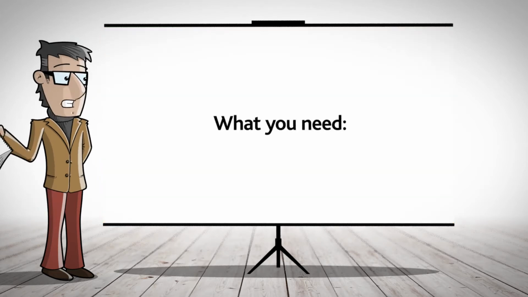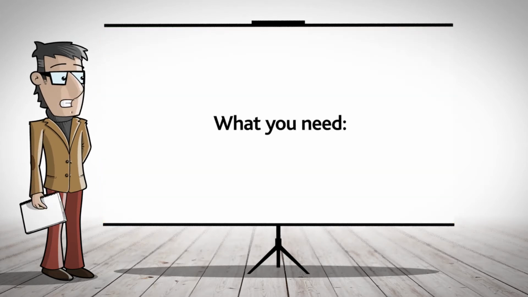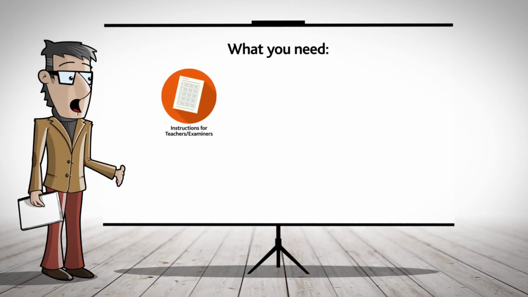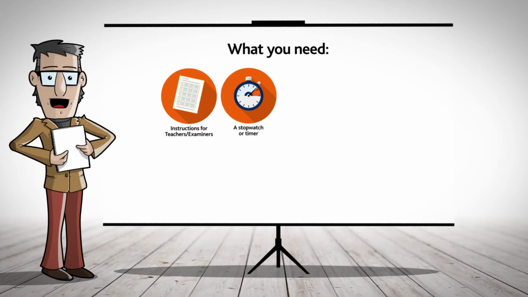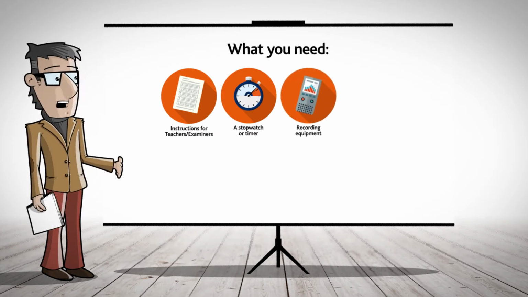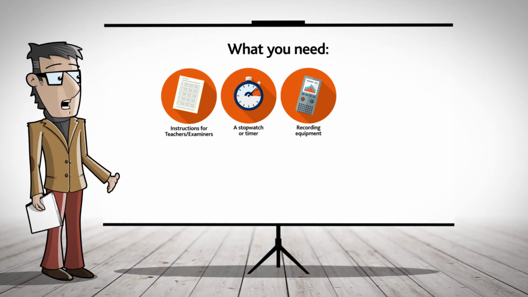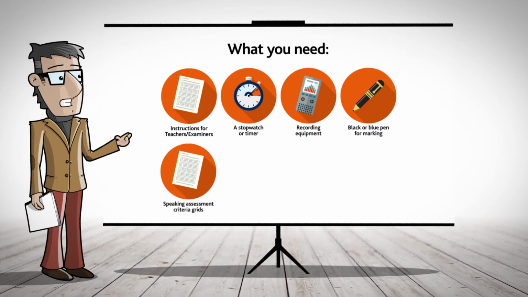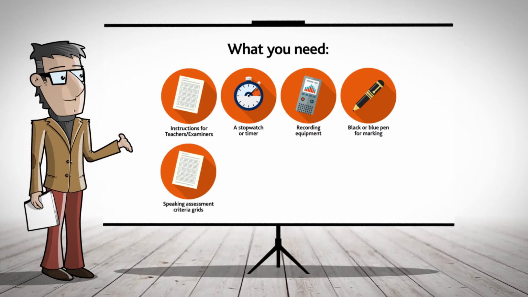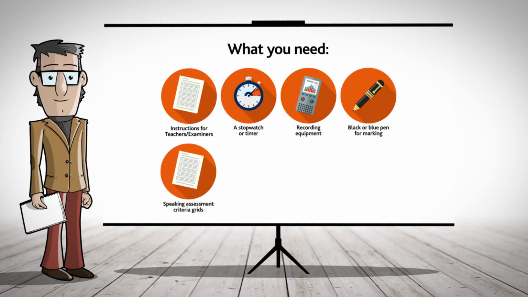Before the test, you will need to think about what you need in the examination room. Here is a list of what you need. The Instructions for Teachers Examiners booklet, a stopwatch or timer. This should not be a timer on a mobile phone. Recording equipment with spare batteries or a charger, a black or blue pen for marking, the speaking assessment criteria grids. These are the mark schemes for the test.